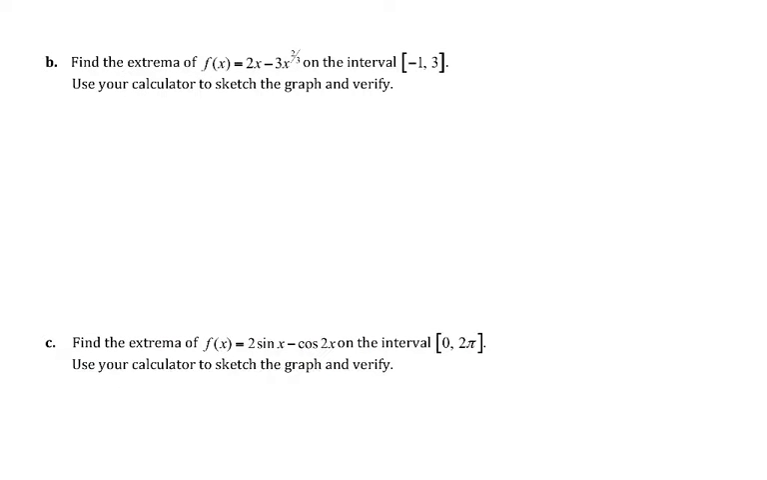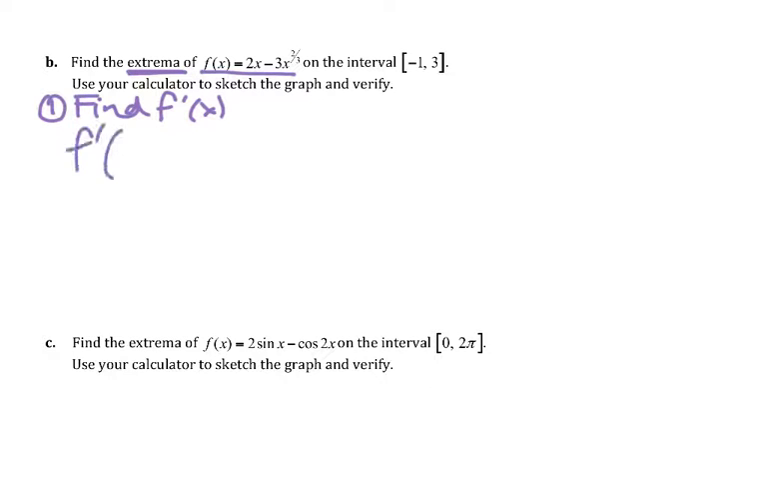So this is example 2, part B. Find the extrema of f of x equals 2x minus 3x to the 2/3 on the interval [-1, 3]. So, finding the extrema, again, first that means find f prime of x and look for critical points.